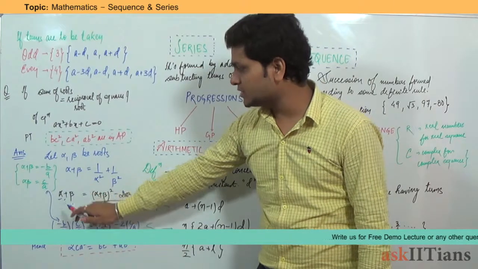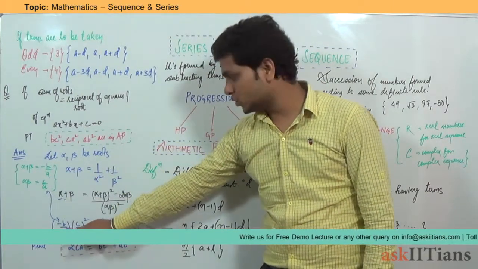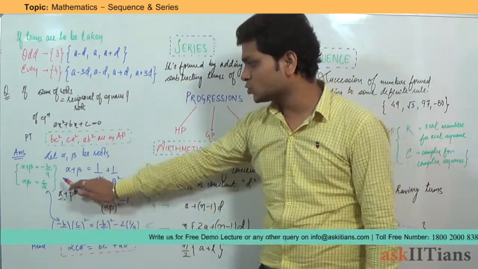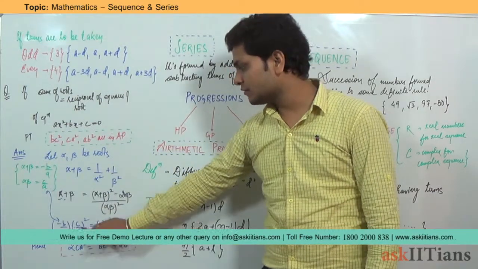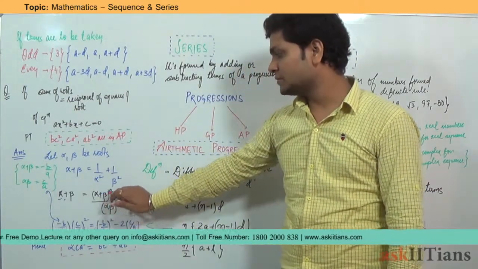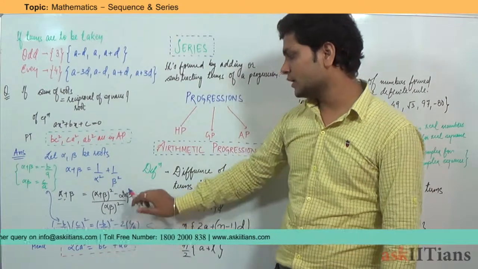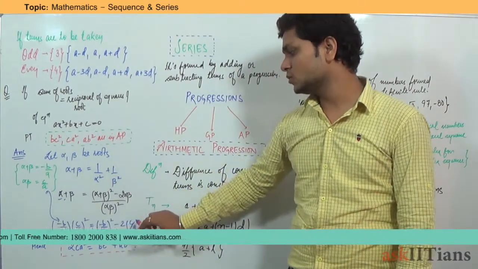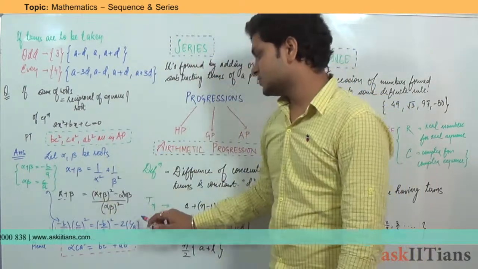As you can see, alpha plus beta is minus b by a, so I have put minus b by a here. Alpha beta whole square is c by a whole square, so I have written c by a whole square. Alpha plus beta whole square is minus b by a whole square. Twice alpha beta is twice the product of the roots, that is c upon a.